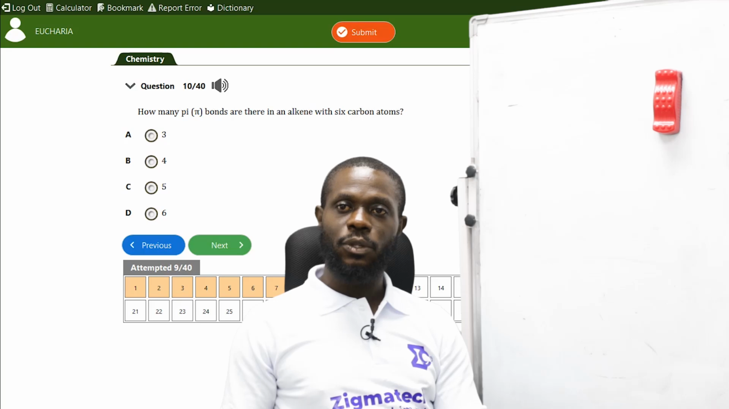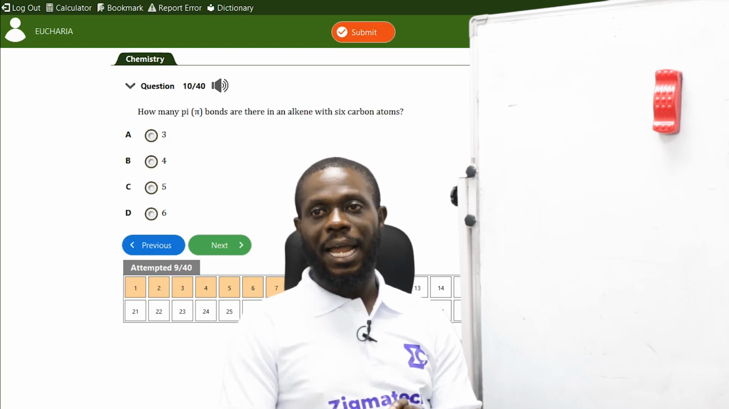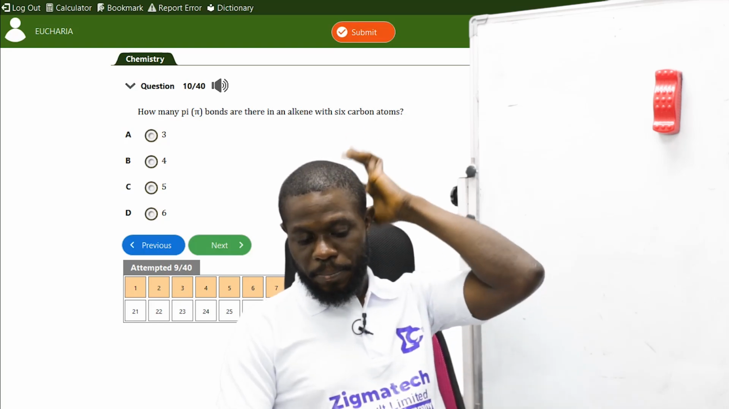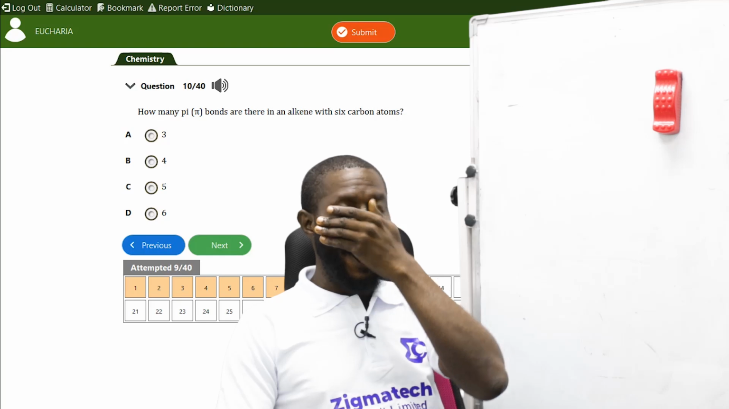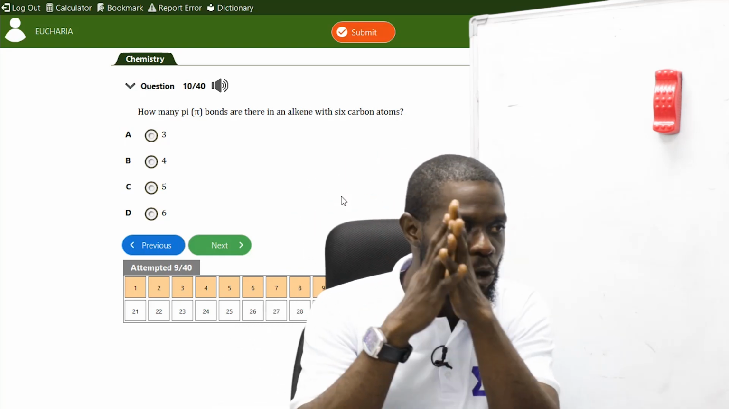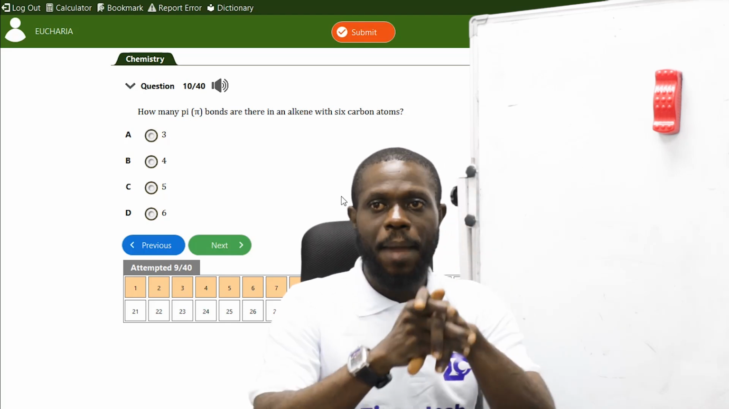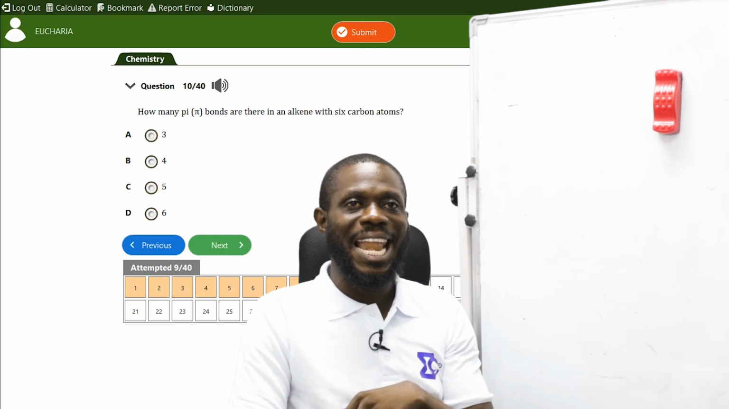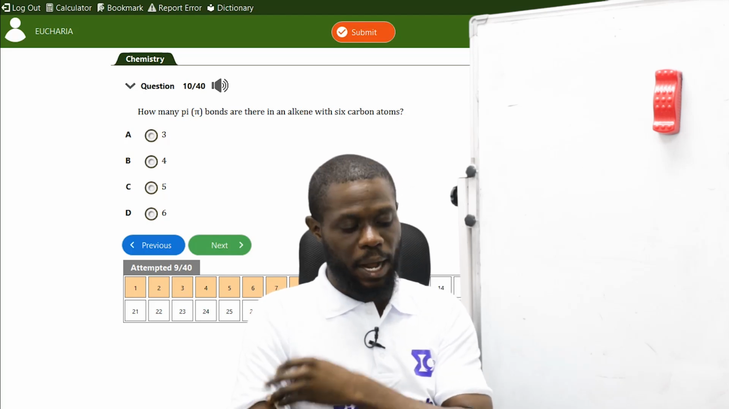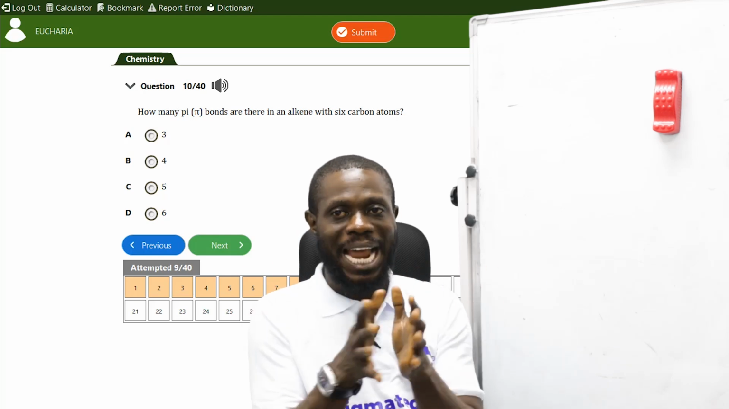Let's go to the next one. It says, how many pi bonds are there in an alkane with 6 carbon atoms? A pi bond is a bond formed by the overlap of p orbitals in an adjacent manner.